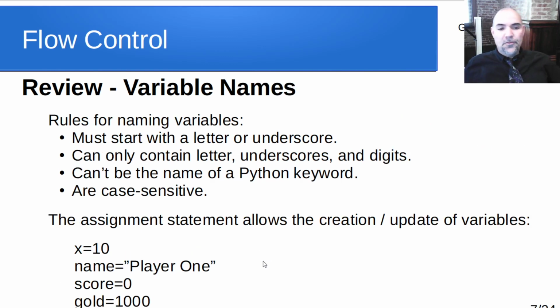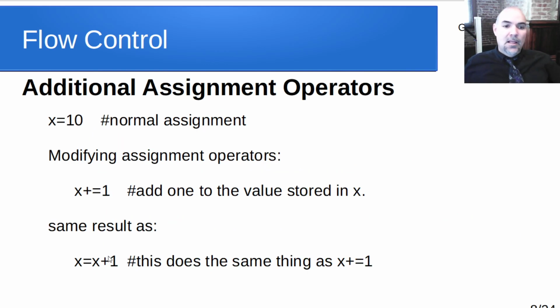And we looked at the rules for the variable names. It has to start with a letter or underscore, can only contain letters, underscores, and digits, can't be the name of a Python keyword, and they're also case sensitive. And so here are some assignment examples down here, similar to the ones we saw before. Score equals 0, gold equal 1,000, name equal player 1, x equal 10, and so forth. Okay, now the normal assignment operator is shown up here at the top, x equal 10, but there are some other ones we didn't cover last time, so this is now new material.